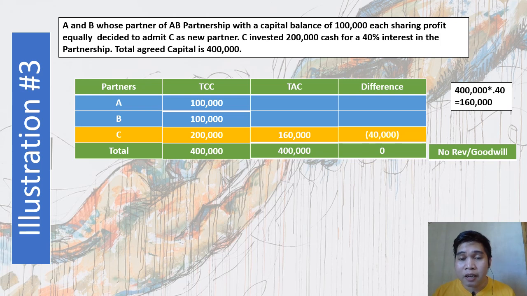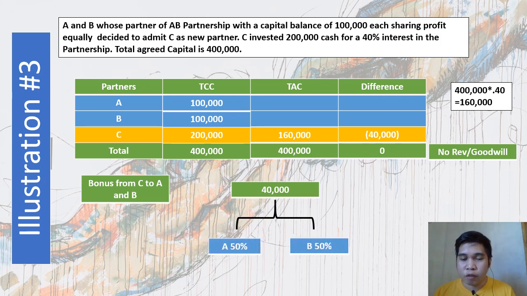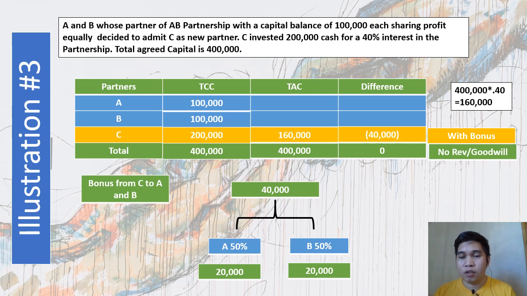So if that's the case, magbibigay po ng bonus si C doon sa old partners. So bonus must be given from C to A and B. So ang distribution po ng bonus niyan, of course, based doon sa profit and loss ratio ng old partner. So basically, the 40,000 must be distributed to A and B based on their profit and loss ratio. So 50%, 50%. So kay A mapupunta yung 20,000, kay B mapupunta yung 20,000 pesos. So since it will be given to A and B, so ilagay na natin dun sa difference. So 20,000 will be given to A, tapos kay B naman 20,000.